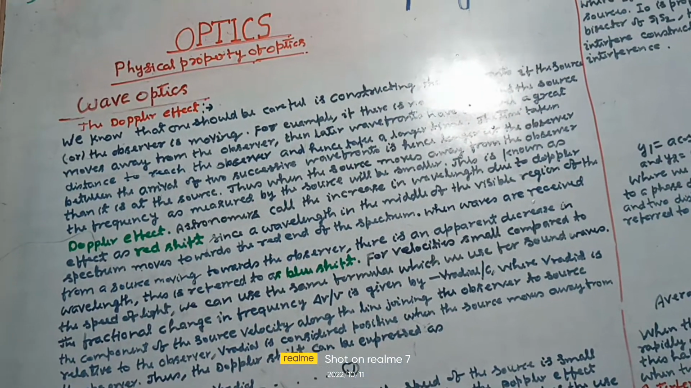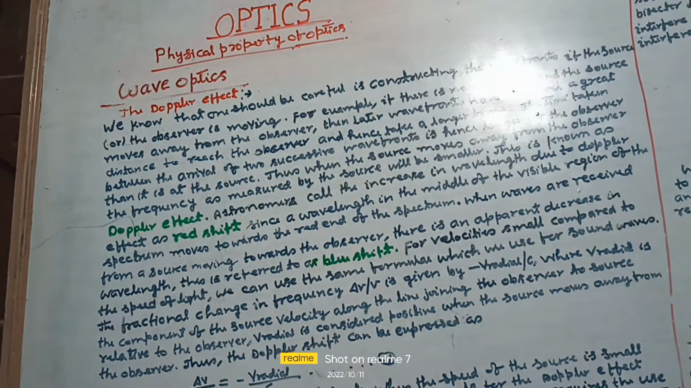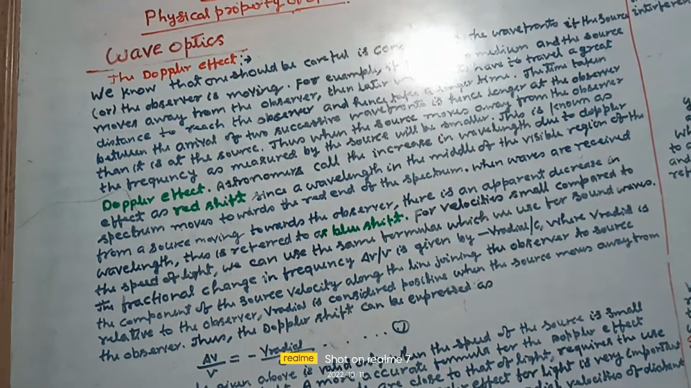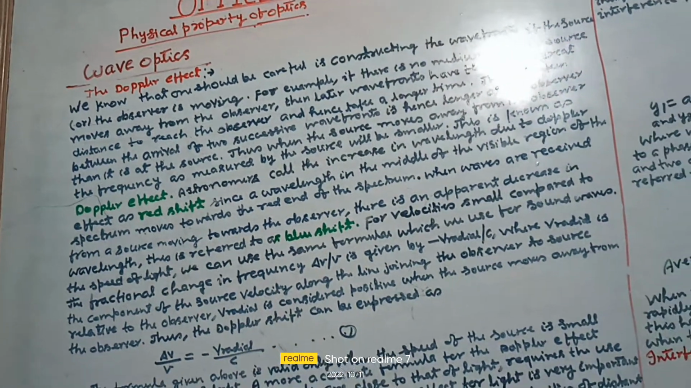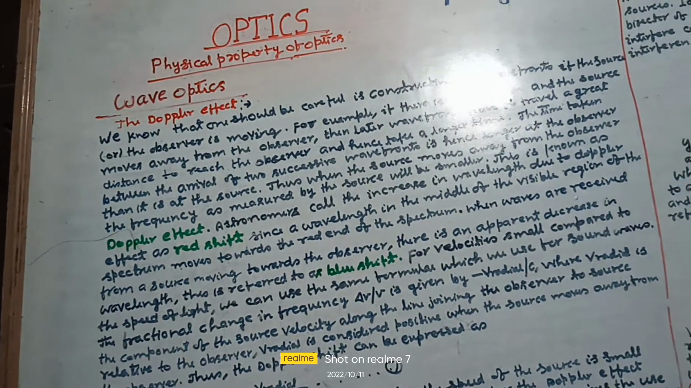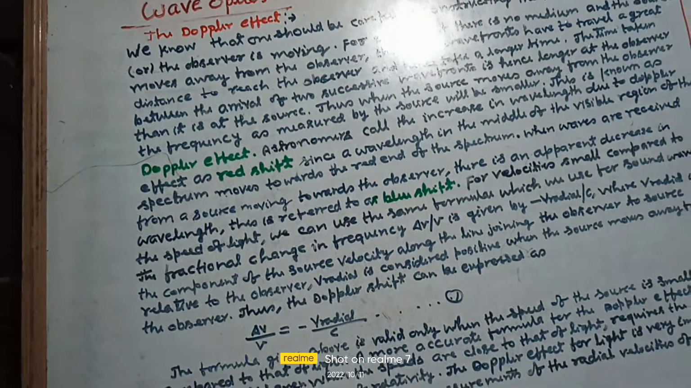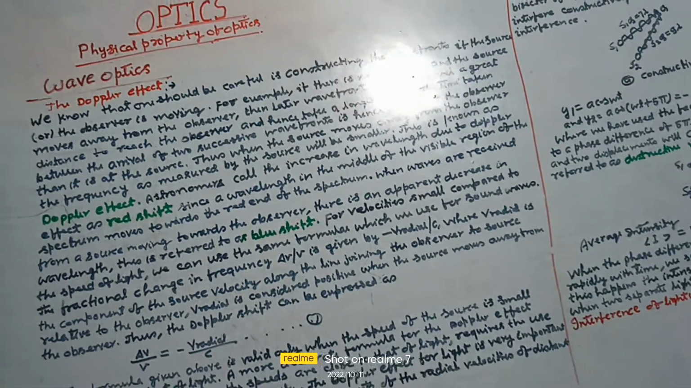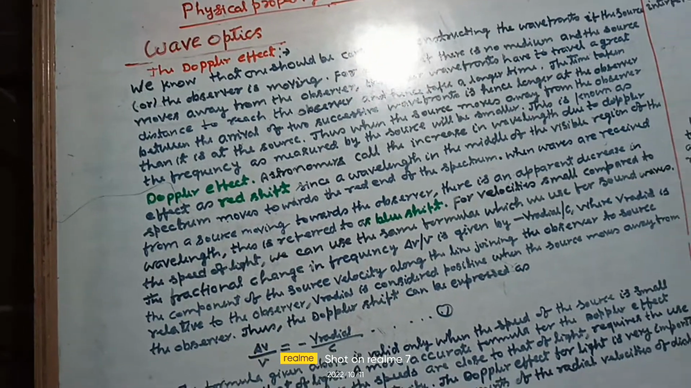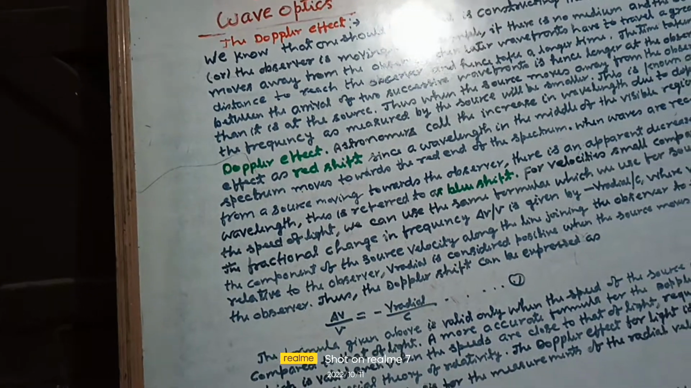For velocities small compared to the speed of light, we can use the same formula which we use for sound waves. The fractional change in frequency, delta nu by nu, is given by minus v radial by c, where v radial is the component of the source velocity along the line joining the observer to the source. Relative to the observer, v radial is considered positive when the source moves away from the observer. Thus, the Doppler effect can be expressed as delta nu by nu equals minus v radial by c.